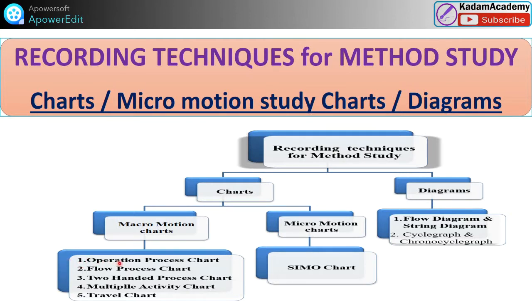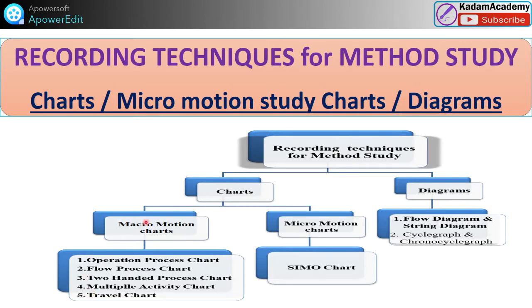First video on the operation or the outline process chart. Second is the flow process chart. And third video on the two-handed process chart, multiple activity chart and travel chart. This is combined in one video, so these 3 videos cover these 5 different charts.